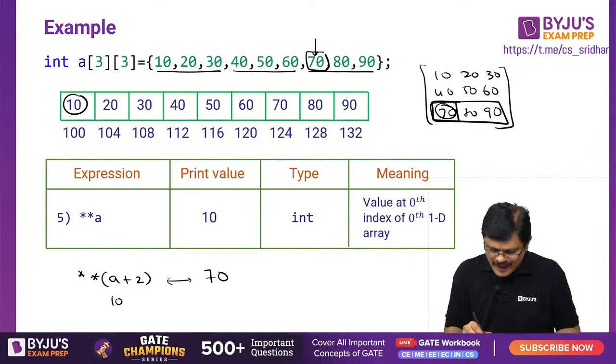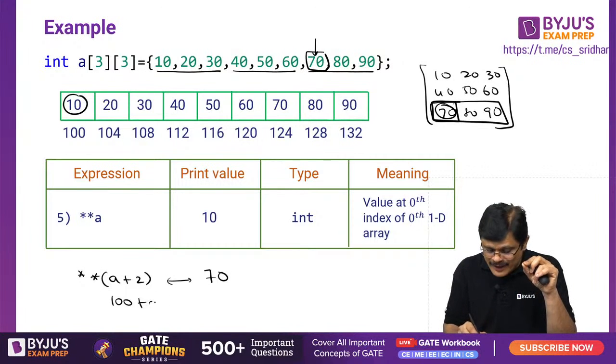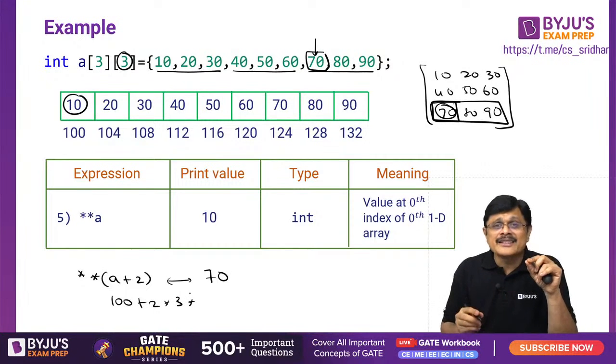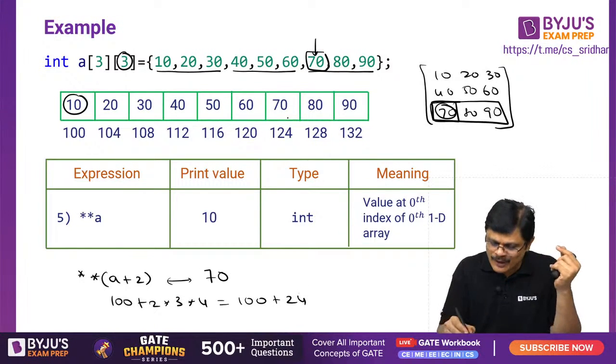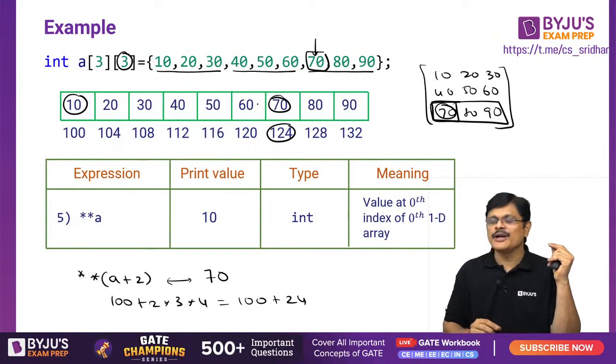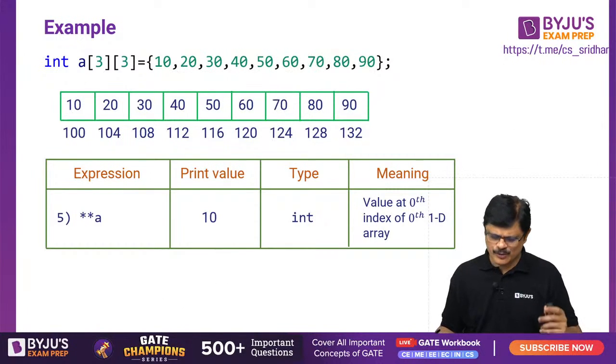Or you can find the address 100, as Surya asked. 2 means you are talking about the second element. In a two-dimensional array, each 1D array has 3 elements, and the size of each element is this much. So 100 plus 2 into 3, that is 6, 6 fours are 24, so 124. Value at 124 is 70. Like that also you can calculate. Anyhow we can calculate that value, it's not at all a big deal. Got it? Super.